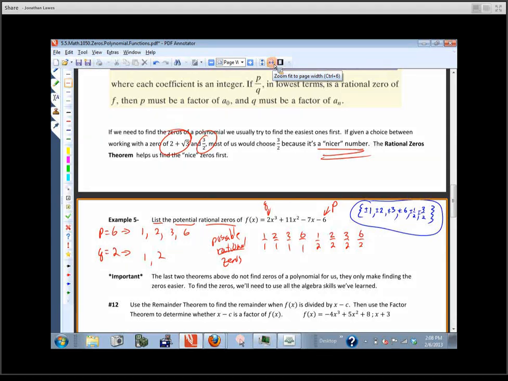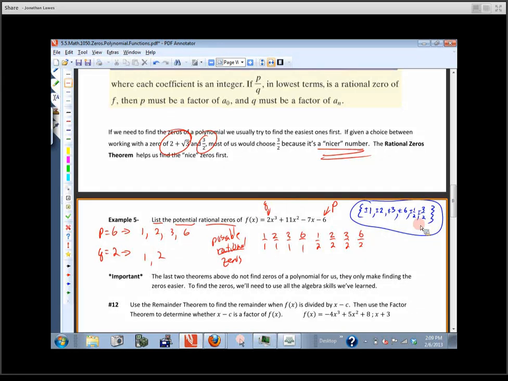Okay, now, we can make this go a little bit quicker. On some of these, all you have to do is just go through and list them. One more thing. How many numbers do I have here? I have 12. Is there any way all 12 of those could be zeros of a degree 3 polynomial? No. But what we're saying is, if there are any nice zeros, they've got to come from this list.